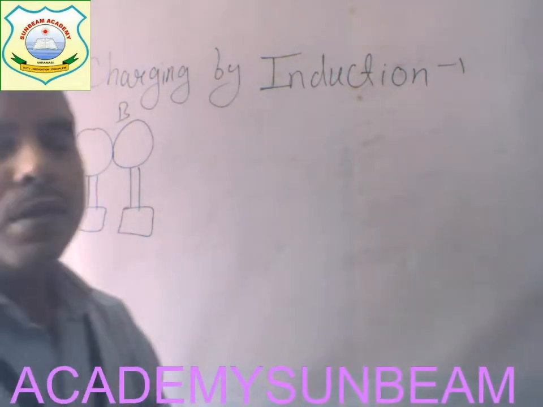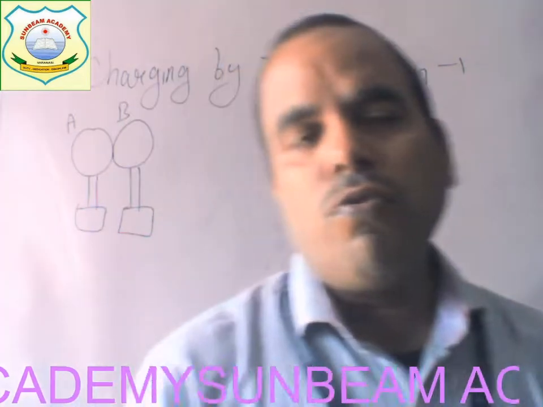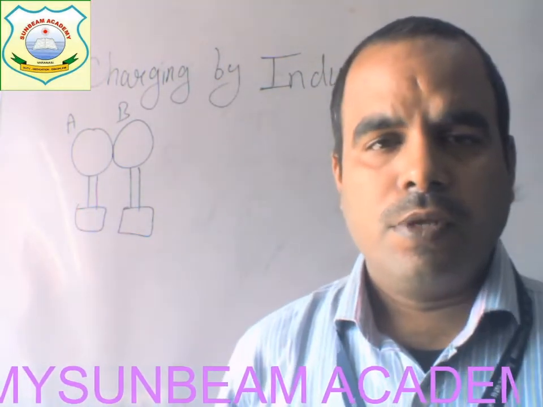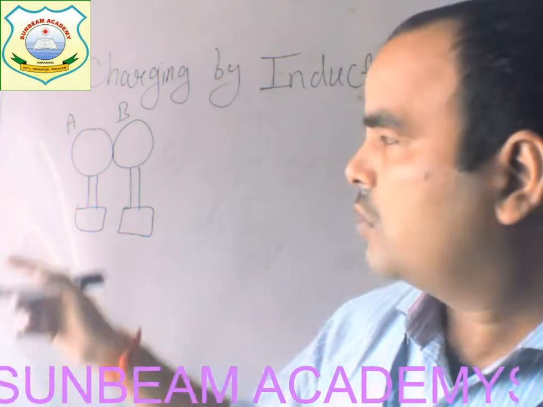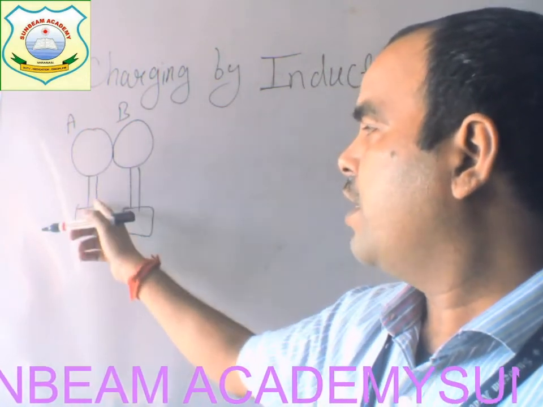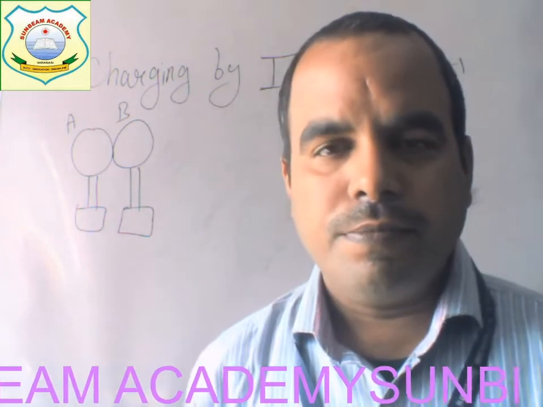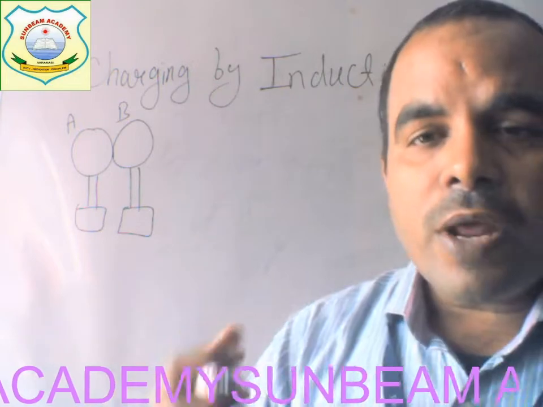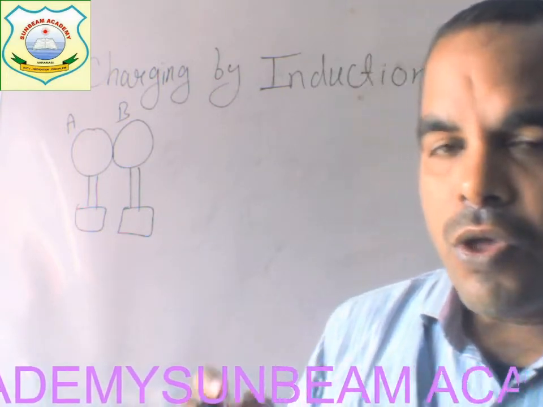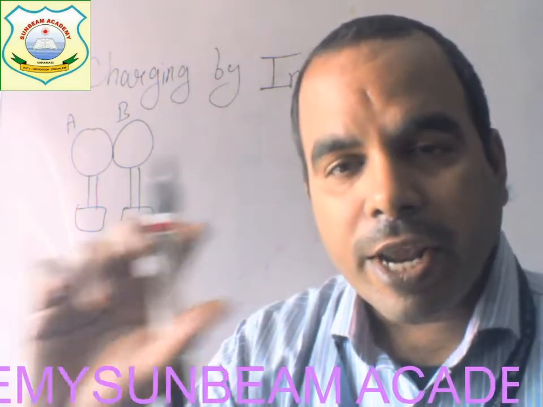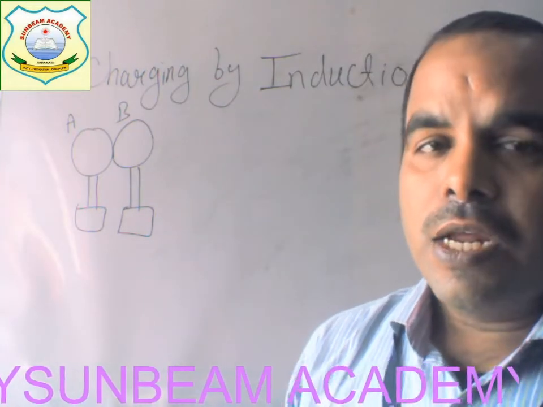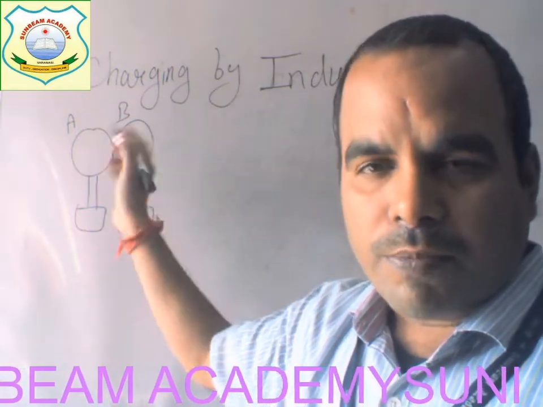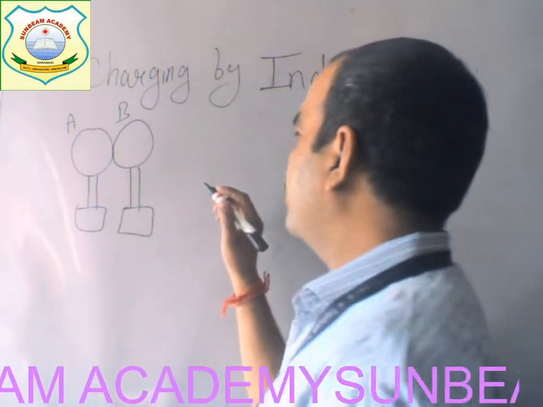See here, we can see two objects, A and B, in contact like that, and they are situated on a stand. In the next step, what are we going to do? We will take a negatively charged plate near any sphere, like A or B. I am showing the diagram again.